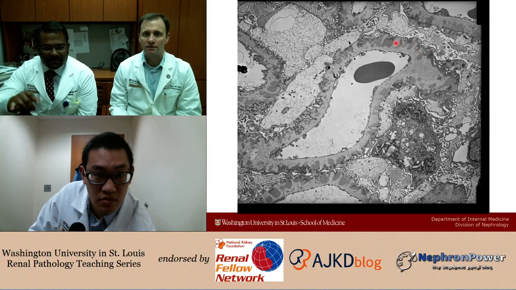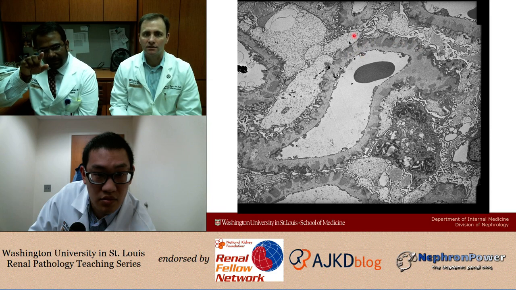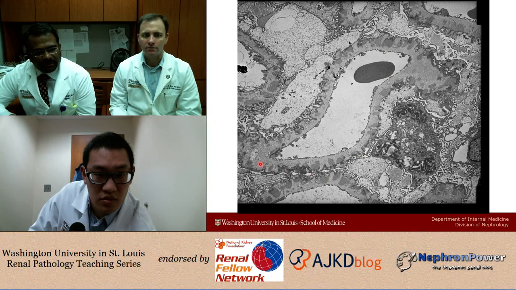I see those deposits. So that would correlate to the little spikes on the silver stain. So these things here are the spikes. Spikes, exactly. These projections of the basement membrane in between these electron-dense deposits right here. And what location do we see them in? The subepithelial. These are subepithelial electron-dense deposits. Very good. So that's typical.